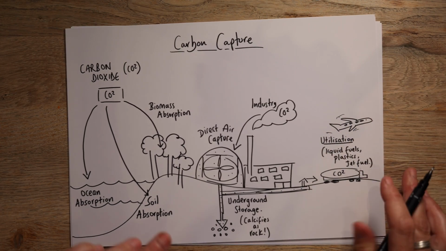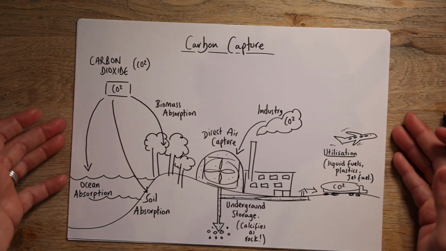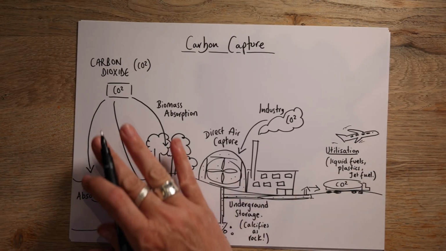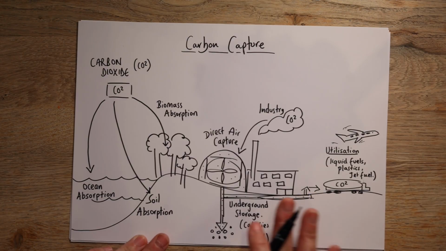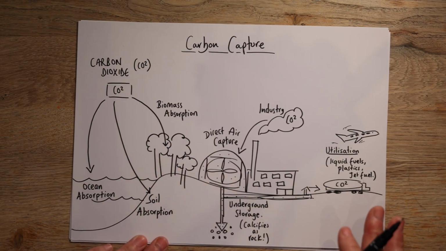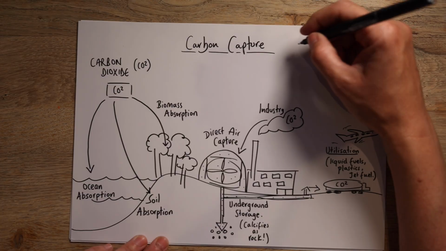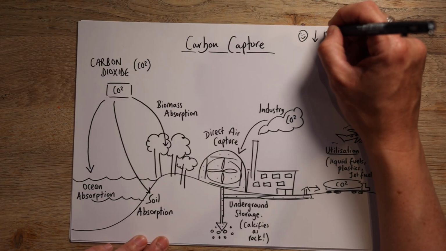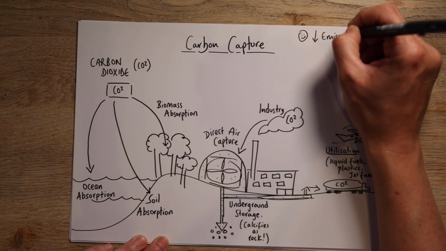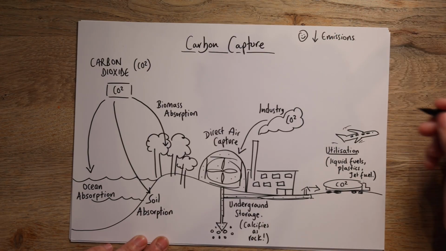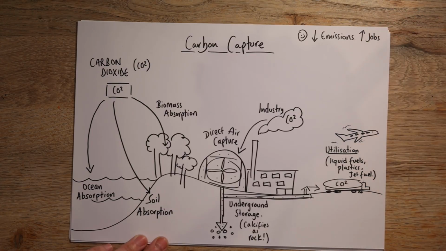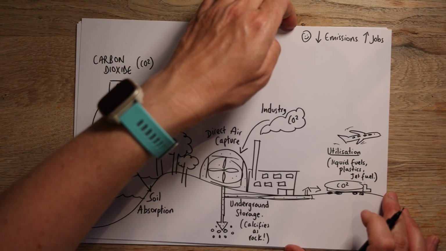Right, liquid fuels, plastics, and jet fuels. So that's amazing, right? They can take it out of the air, they can use it again. So you can kind of see the pros in this situation. Let's just put a smiley face in there. Let's just go through them again. So we've got lower emissions, so less CO2 going out to space. We've got higher jobs. It's created a lot of jobs and quite well paid jobs as well.